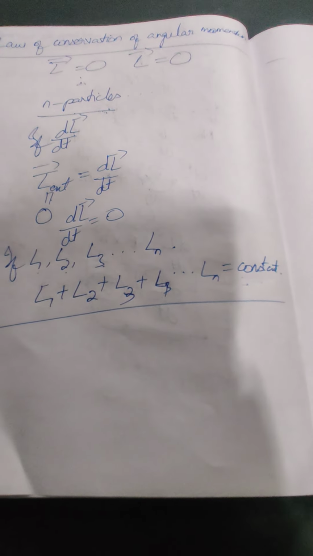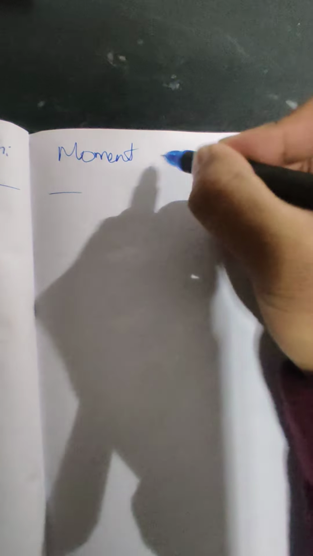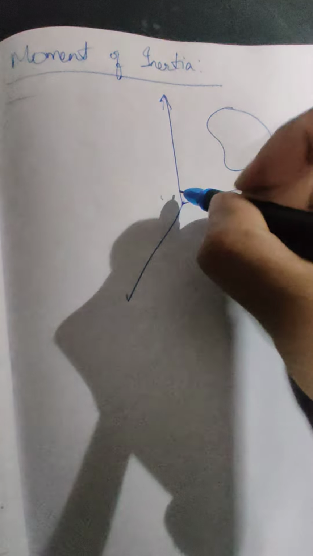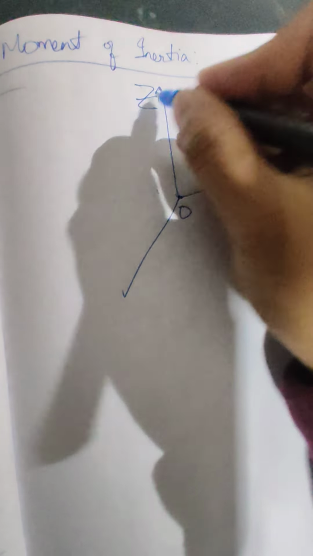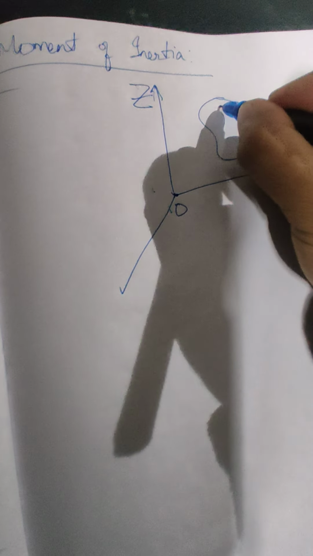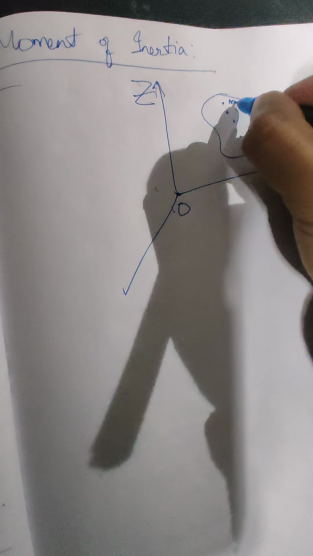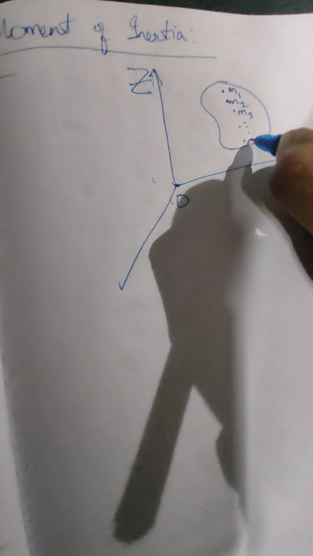Now for our final topic, let's talk about moment of inertia of a rigid body. Okay, so what is the definition of moment of inertia? Before I explain the definition, let us consider a rigid body in three dimensions along the z-axis, and let the number of particles be up to n, with masses m1, m2, m3 up to mn.